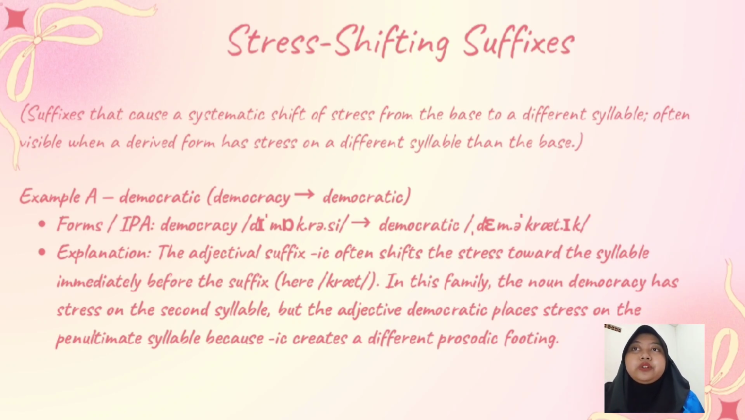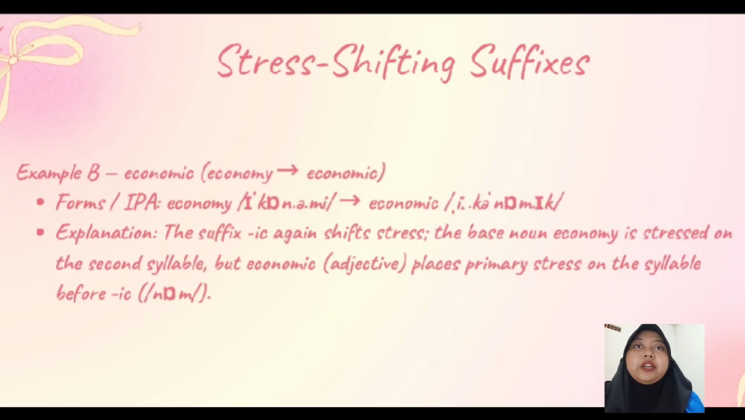Example D: photography. Photograph to photography. The derivational suffix -y, like in photography, shifts stress in a different way. The stress retreats to the second syllable, illustrating that different derivations, -y, -graphy, can systematically reassign the stress. This example complements photographic and the family patterns of stress alternation.